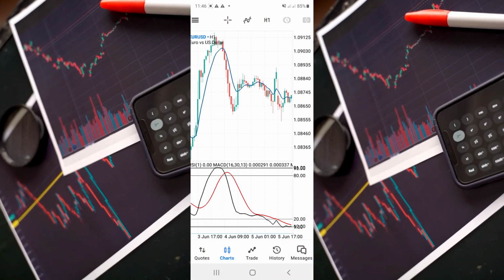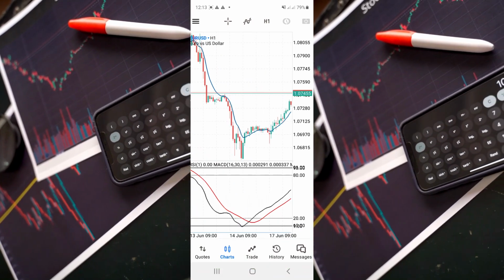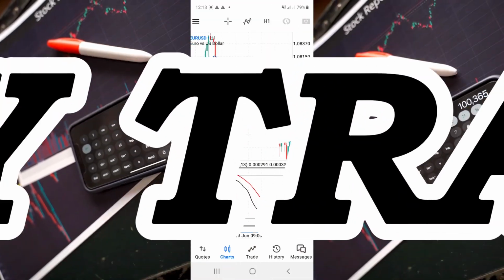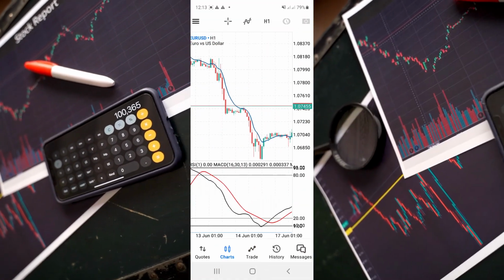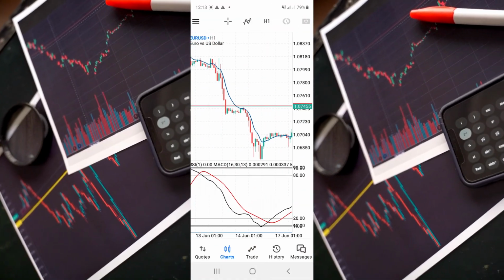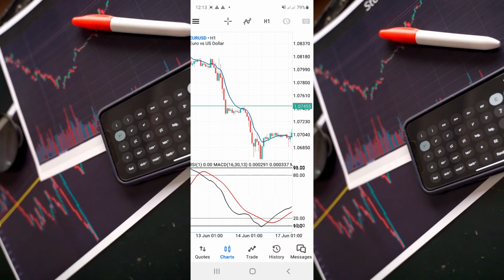Very simple and easy. Alright guys, let's take a look at our first example, which will be a buy trade, and this is the EURUSD chart. You remember we say this strategy works on all time frames. In this scenario, we shall be using the H1 time frame.